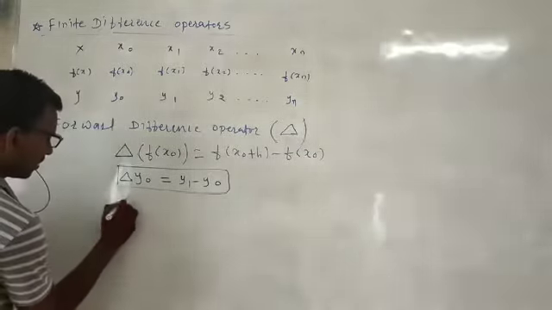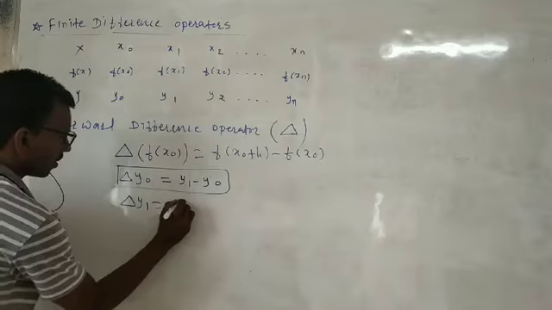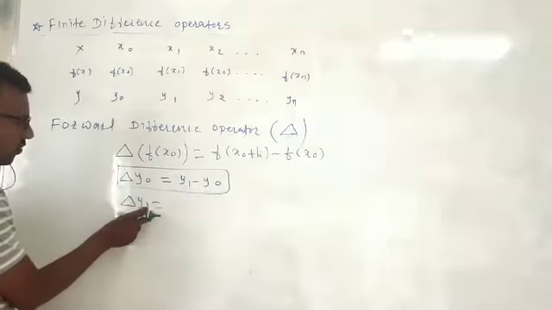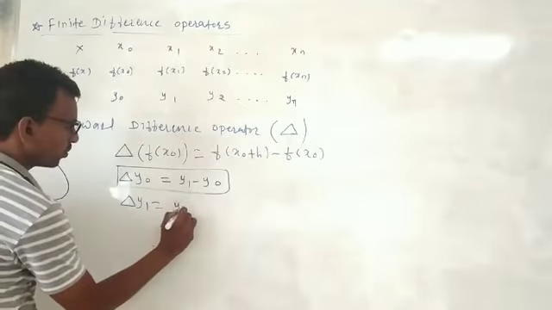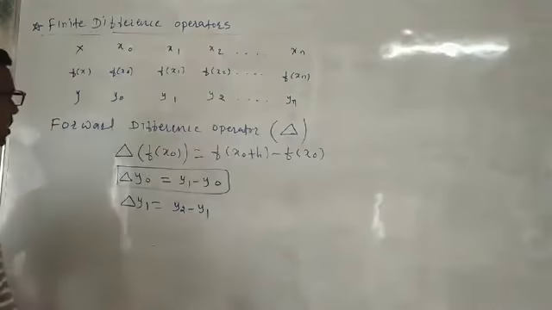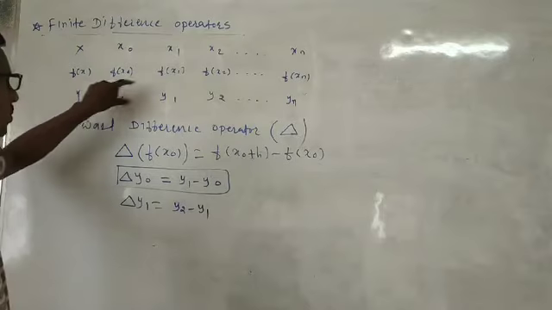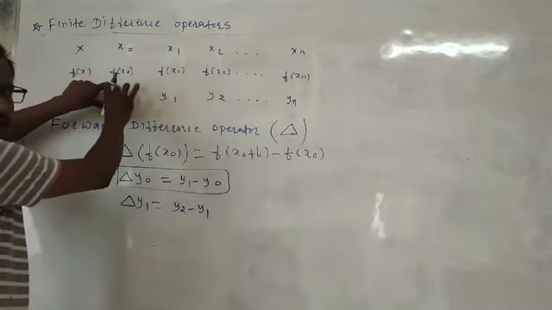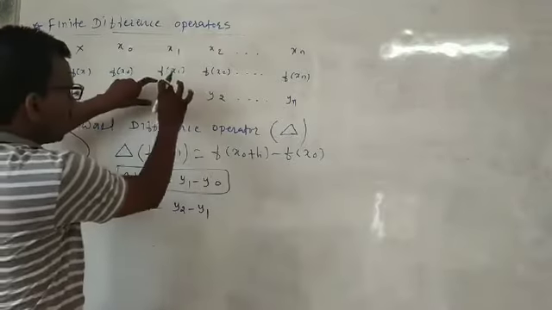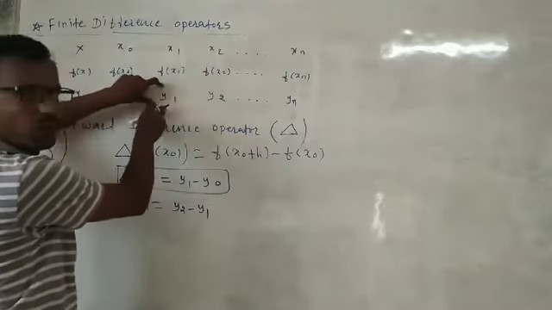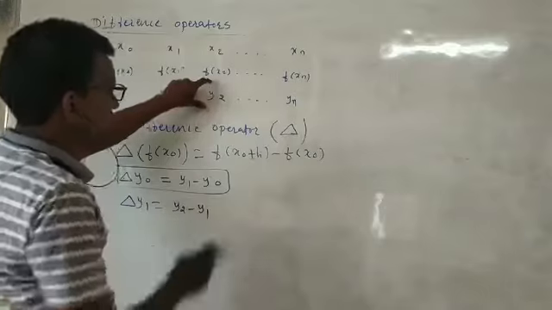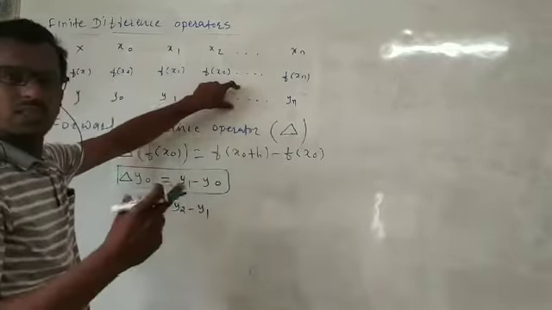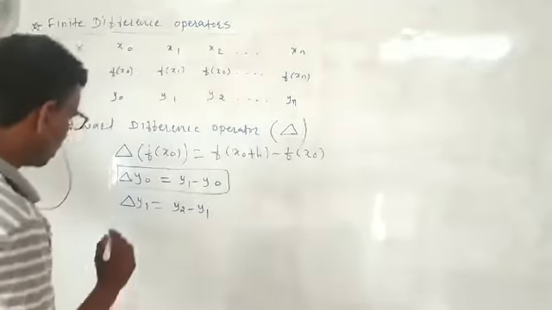Similarly, we can define the forward difference operator of y0 equal to y1 minus y0, which is the preceding term subtracted from the next one. The forward difference operator of y1 is equal to y2 minus y1. The forward difference operator of y2 is equal to y3 minus y2. The forward difference operator of y3 is equal to y4 minus y3, and so on.